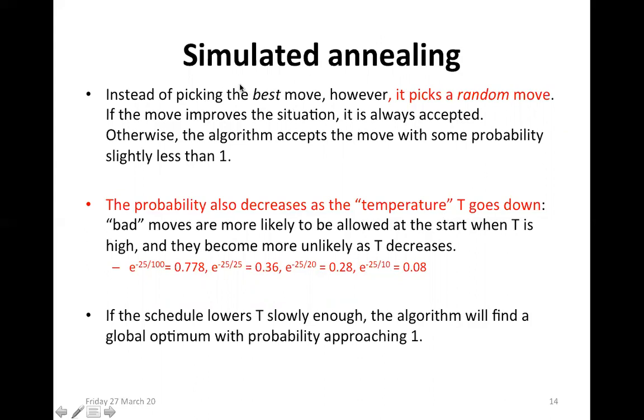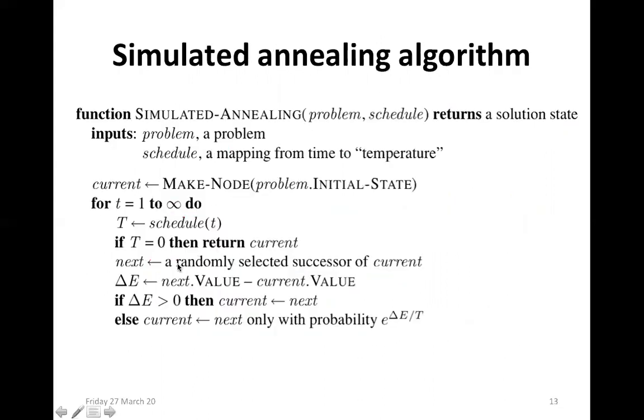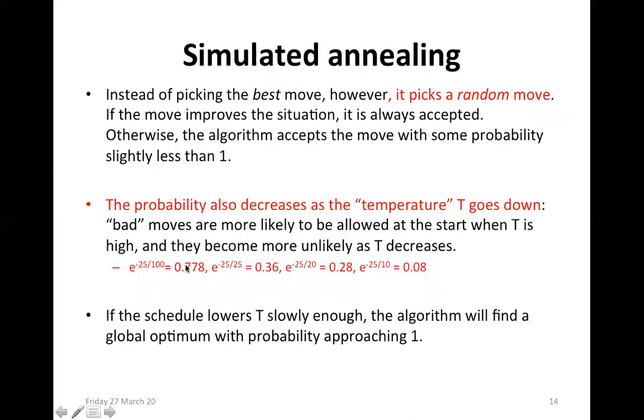So what this simulated annealing algorithm does, instead of picking the best move, is that it picks a random move. We know this thing because this was the condition in the algorithm, that it normally selects the successor randomly. So this is the same thing. Instead of picking the best move, it picks a random move. It will select states randomly.